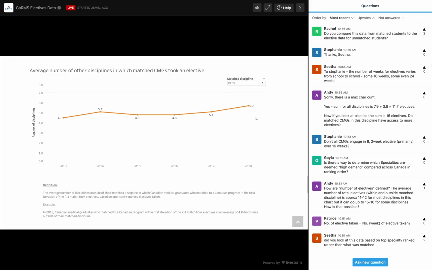Okay, question from Rachel. Do you compare this data from matched students to the elective data for unmatched students? We have not done that, Rachel, although I think that is a very interesting set of data for comparative purposes that we'll consider looking at. I'm always reminded by the people who counseled me early on in my days here at CaRMS that the matched and unmatched often end up with the same underlying pattern. Sometimes it'll inform, sometimes it doesn't, but at a minimum we will look at it and share that data in the coming months.